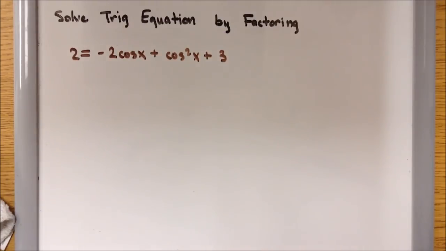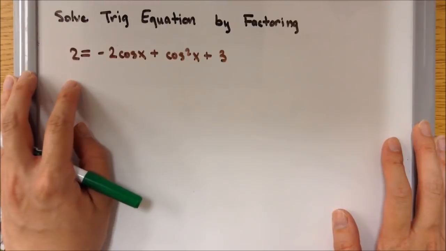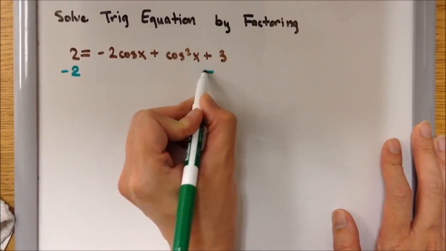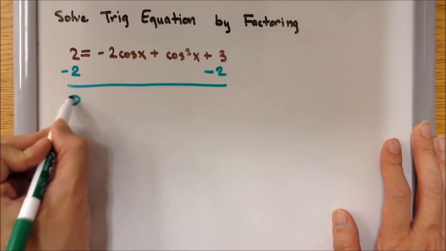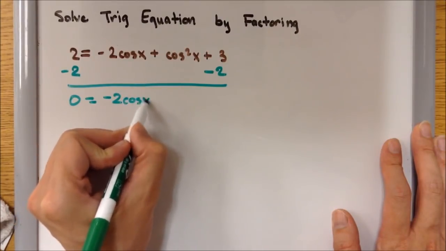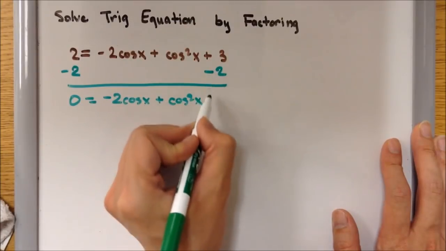Alright, the opposite of positive 2 is negative 2 on the left, therefore negative 2 on the right. So 0 equals negative 2 cosine of x plus cosine square of x plus 1.